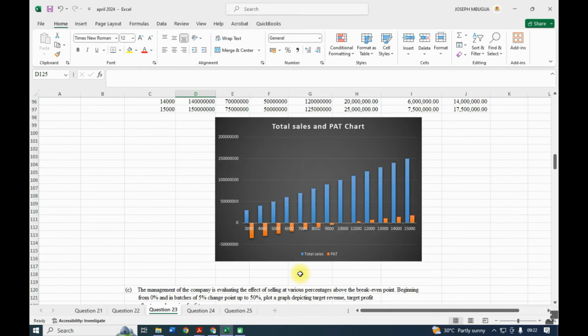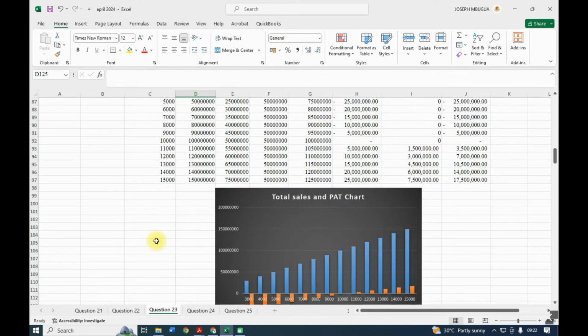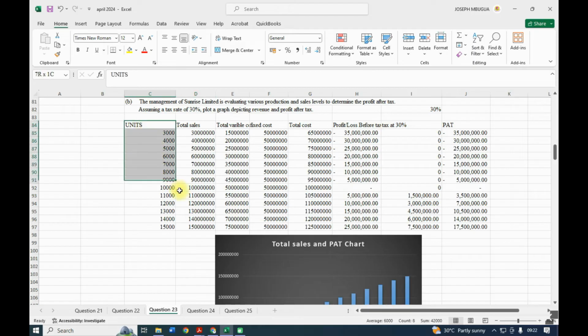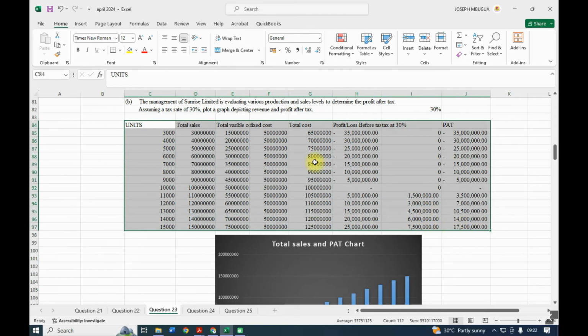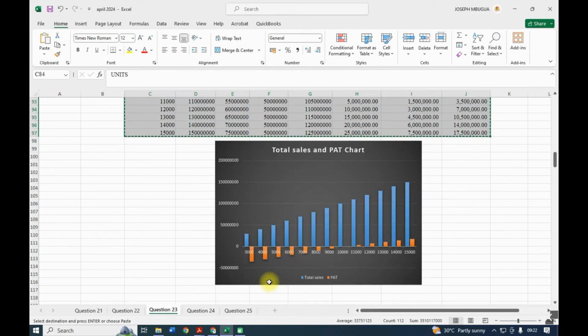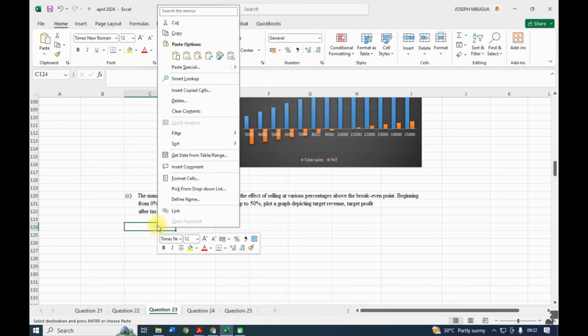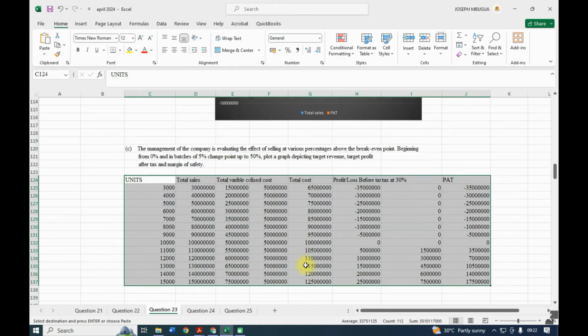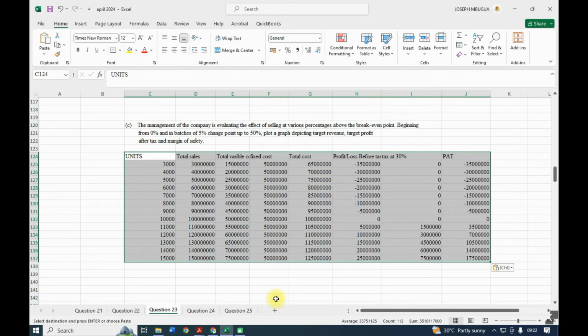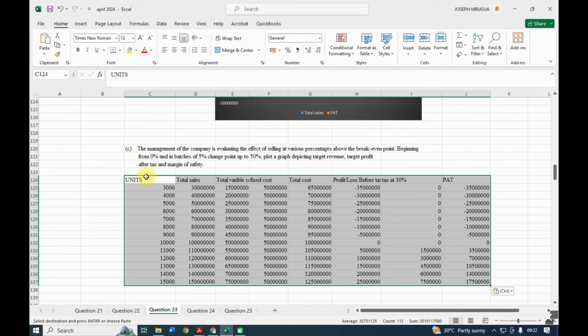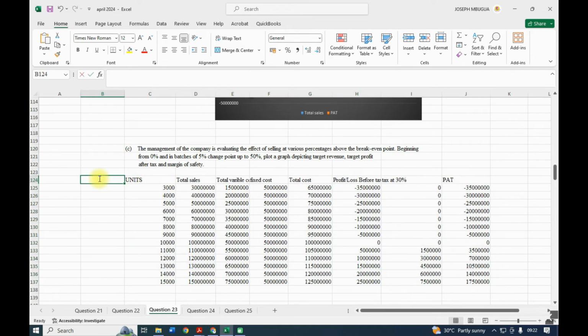So in this case, I will still use my earlier table. This is a good one. I'll just copy what we have here, and paste it at this point, with my values that we have there. But in this case, we now have the percentage above the BP.